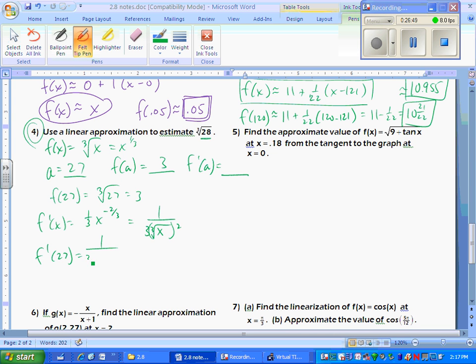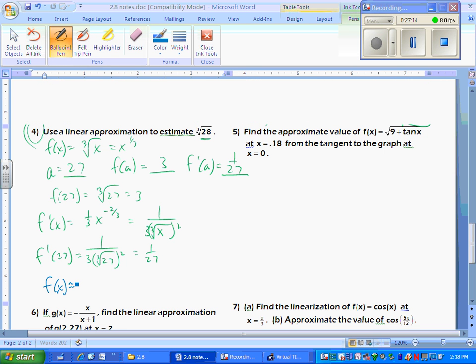So if we have 1 over 3 times the cube root of 27 squared, cube root of 27 is 3, 3 squared is 9. So we get 1 over 27 for our derivative. It's easier to figure that out in your head in that order instead of squaring 27 and taking the cube root. So our equation here, f of x, is approximately equal to 3 plus 1 over 27 times x minus 27.